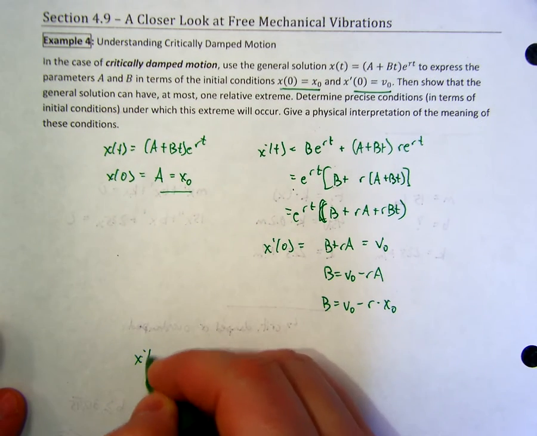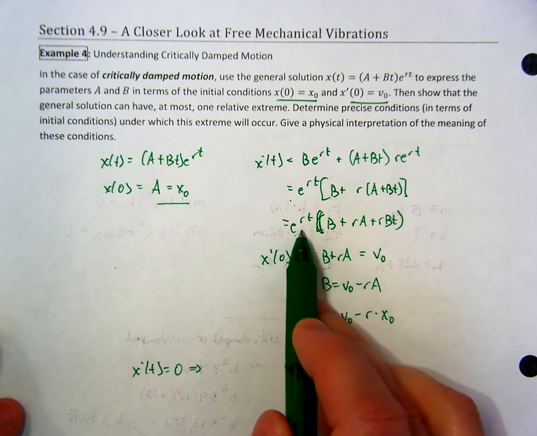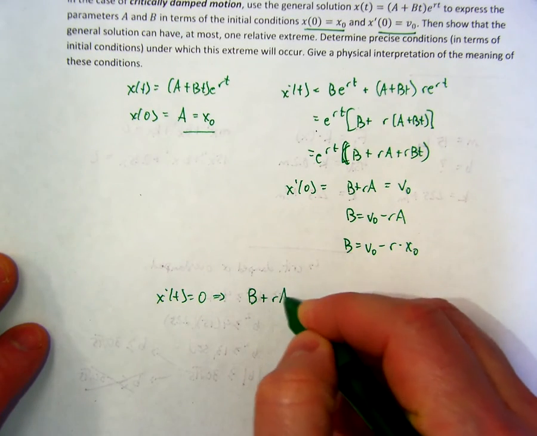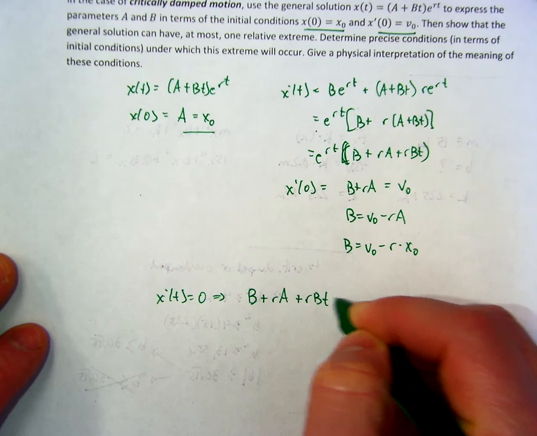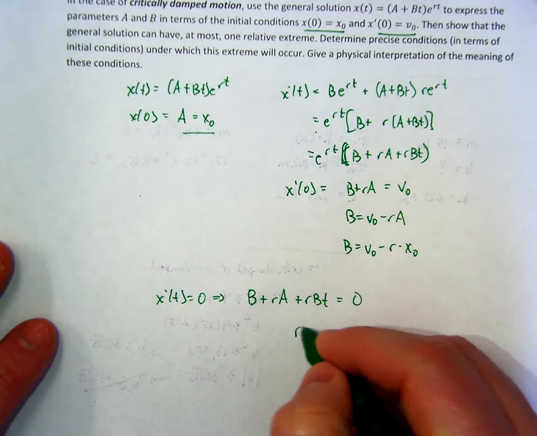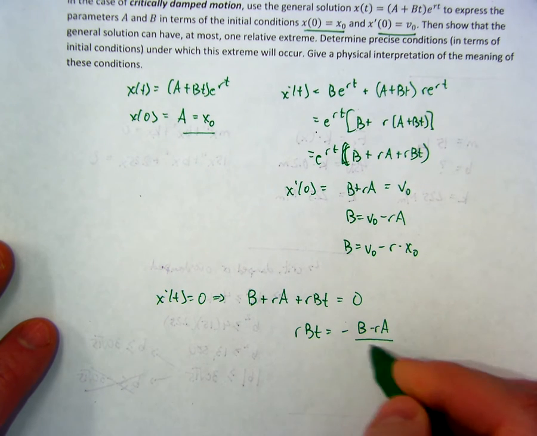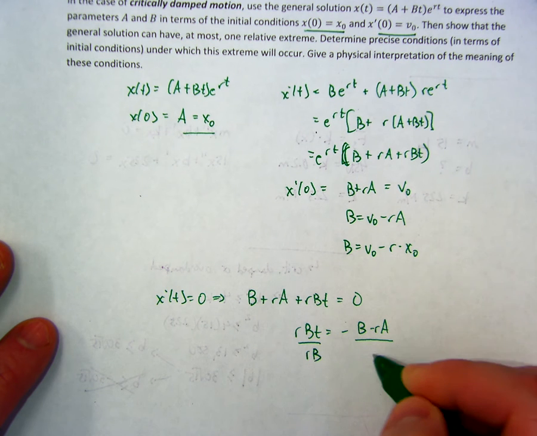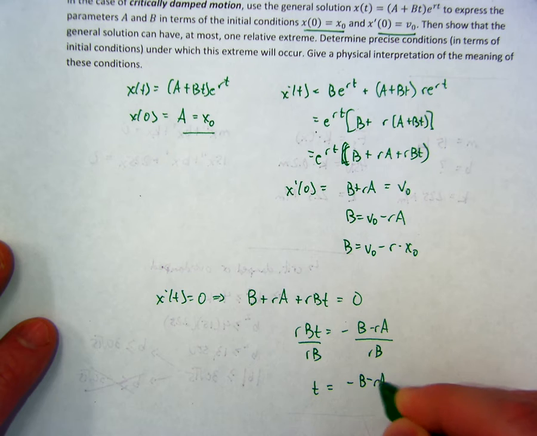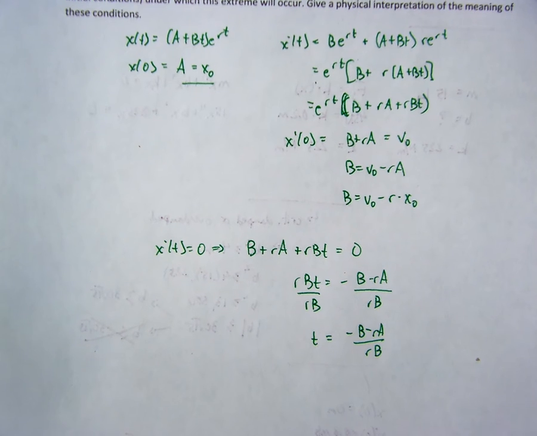If we consider x prime of t equal to 0, this exponential factor here can never be 0, but the rest of this could. B plus RA plus RBT could equal 0. We could solve that. RBT equals negative B minus RA. And then if we divide by RB, we get this kind of clunky expression. T is negative B minus RA over RB. So let's think about that just quickly here.